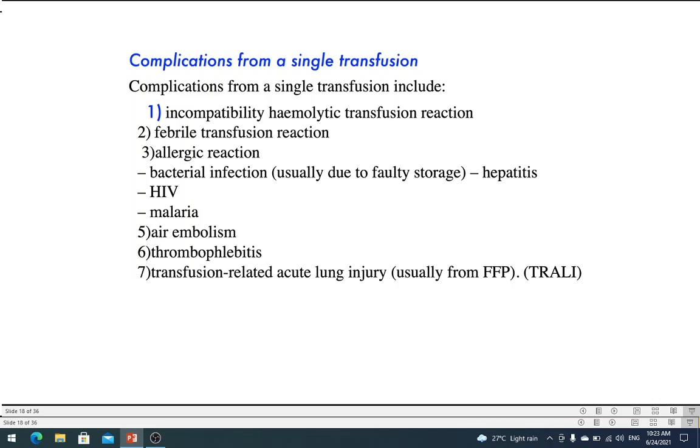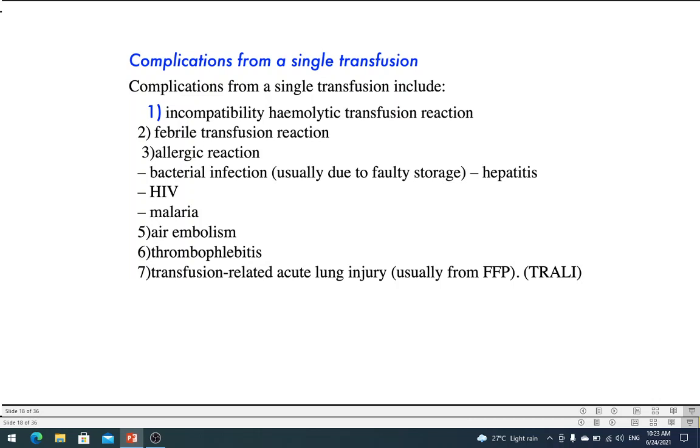So one of the major problems that you can have is incompatible hemolytic transfusion. I told you this is a human error which should not happen. I'll come to each of these things later. Then you can have febrile transfusion, non-hemolytic febrile transfusion reaction. You can have allergic reactions.